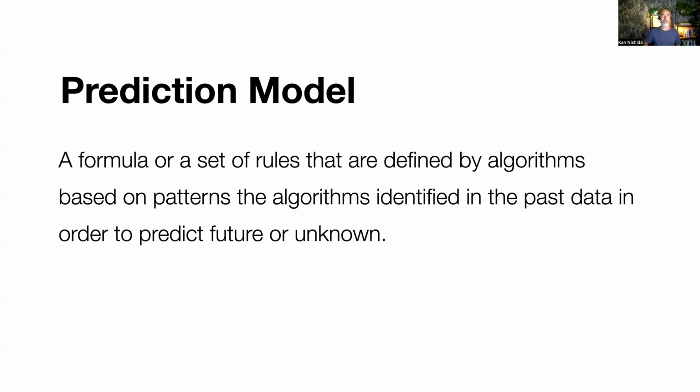This is a brief description of the prediction model. It is really a formula or a set of rules that are defined by algorithms based on the patterns that algorithms identify in the past data in order to predict future or unknown. So it doesn't have to predict the future to predict. It might be past data, but somehow you don't have the answers.